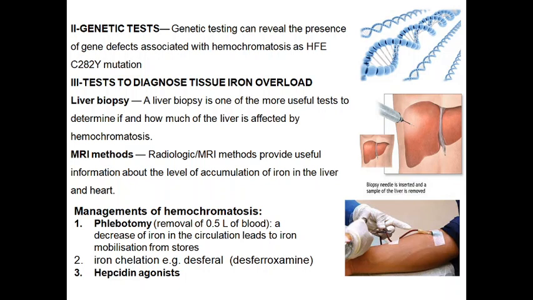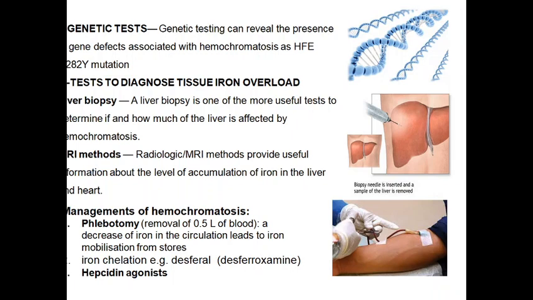By the end, what is the management of hemochromatosis? Hemochromatosis can be managed by phlebotomy, or removal of blood, which would decrease iron in the circulation and lead to iron mobilization from the stores, and by the use of iron chelation, such as desferal, and the now promising hepcidin agonists.